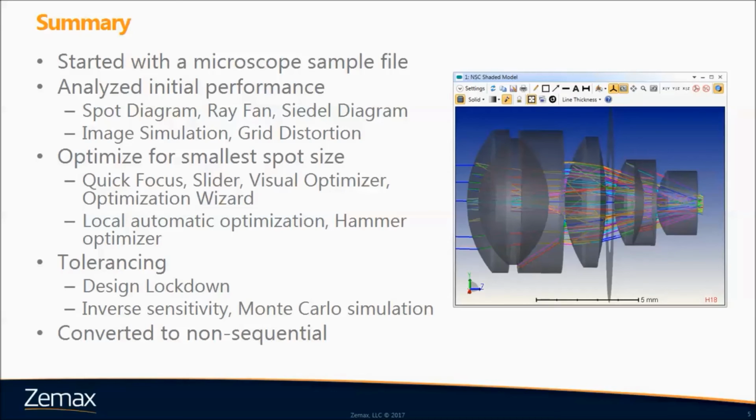We used the inverse sensitivity tool to calculate the allowable decentration of the last lens here. Then we ran a Monte Carlo simulation to look at the effects of all of the tolerances at once. And then lastly, we converted the file to non-sequential mode.